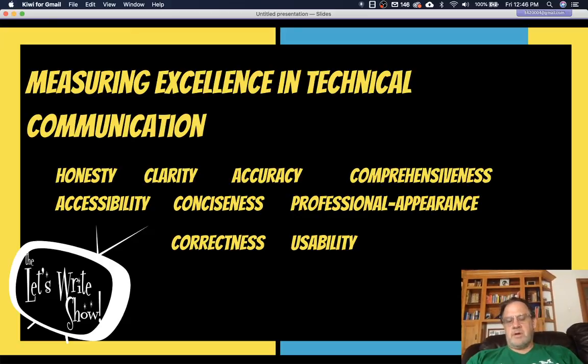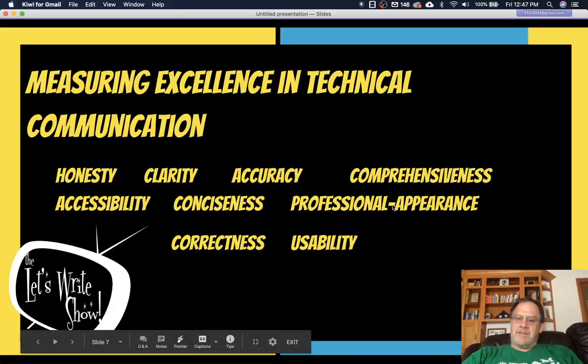Does it look good? Professional appearance? Like, I swear I made this dash black and now it's yellow again.